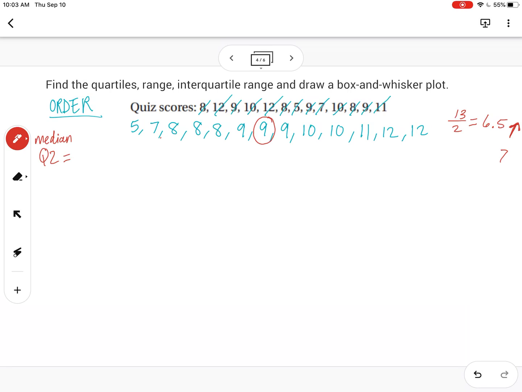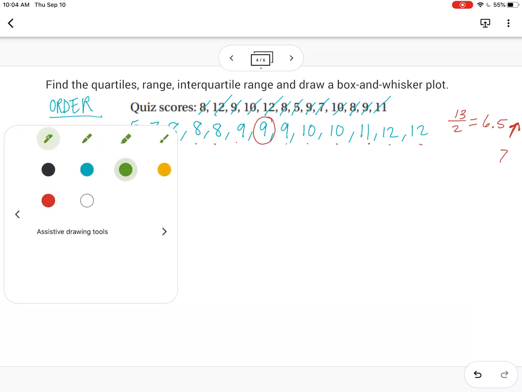And then if you want to count and double check, you should have the same number on each side to make sure it's truly the middle. So 1, 2, 3, 4, 5, 6. 1, 2, 3, 4, 5, 6. That is truly the median. So quartile 2 is 9. It's as simple as that when you have an odd number. If we had an even number, remember we would take those two center values and find the mean of them in order to find the value in between them.